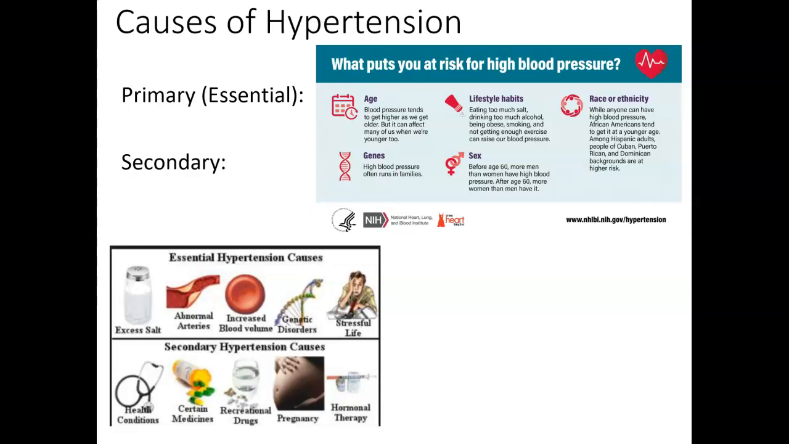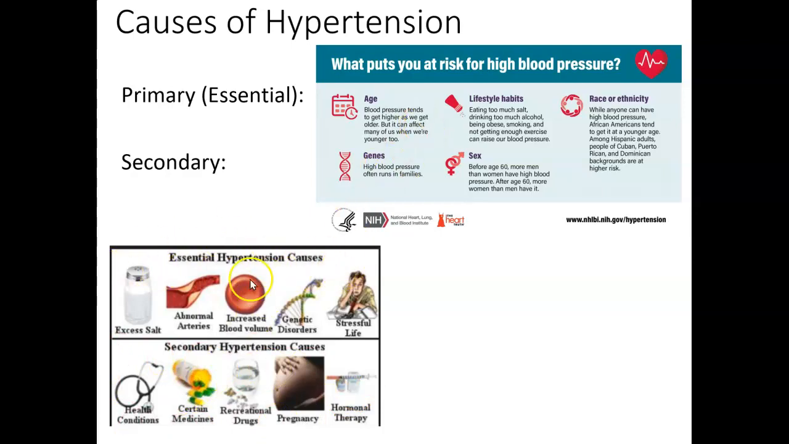But if we look at hypertension causes, there's two types of hypertension. There's primary, which is known as essential, and there's secondary. Now, most cases of hypertension are the primary or essential type. It's been estimated that about 90% of hypertensive individuals have primary. Secondary is when it's due to a specific cause. So maybe you're pregnant and your blood pressure is up, or you have an endocrine disorder, but there's a specific cause of it. And then once you treat the condition, the hypertension goes away.